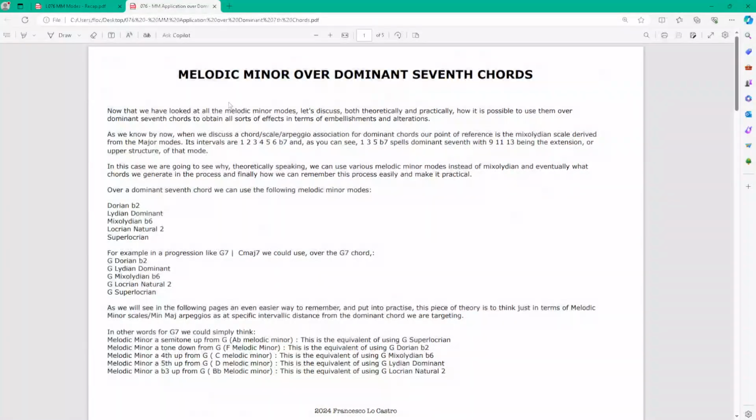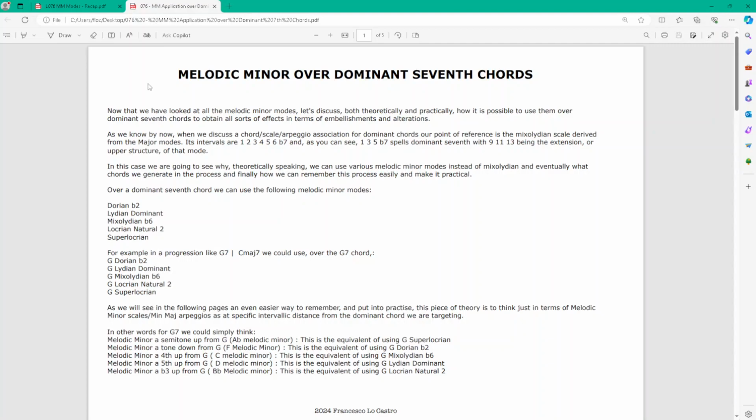Now let's move on to the second topic of this lesson, because it's very, very interesting and opens the door to a lot of sounds and possibilities that we have over dominant 7 chords. Let's have a look at the PDF first. So here we have melodic minor over dominant 7 chords.